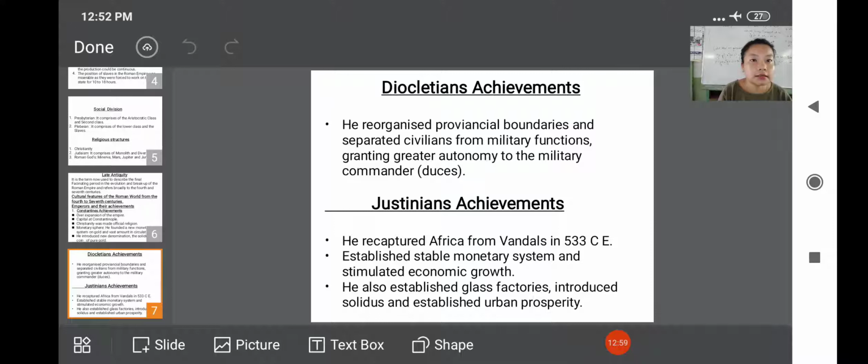Then next, Diocletian's achievements. He reorganized provincial boundaries and separated civilians from military functions, granting greater autonomy to the military commander.